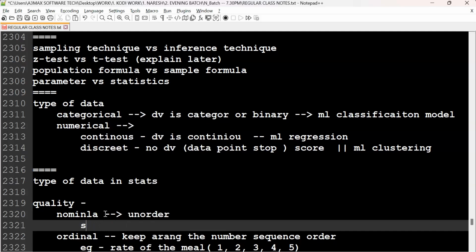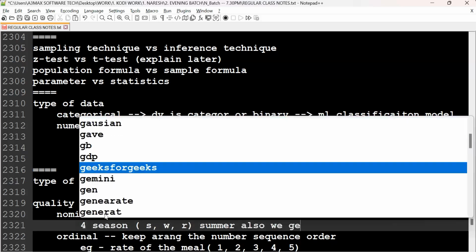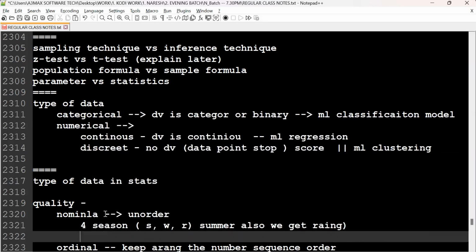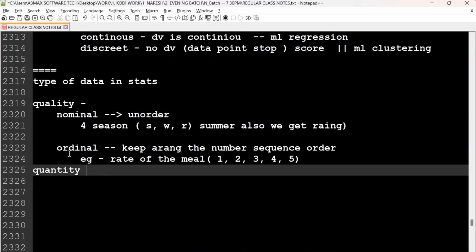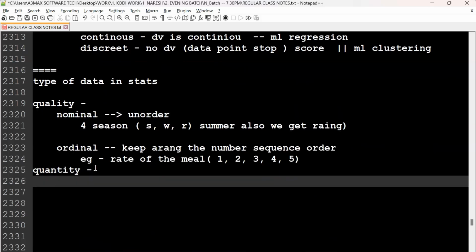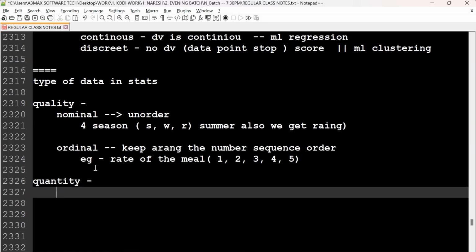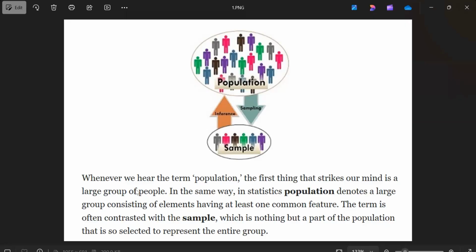There are four seasons: summer, winter, rainy, and so on. In the summer season we also get rain. So is this ordered or unordered? Unordered. I hope these things are clear. What is nominal and what is ordinal? Can we move on to the next part? I don't take much time to explain these basic concepts. Okay, can we go to the quantity part?